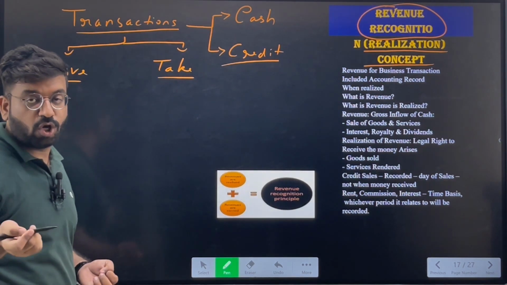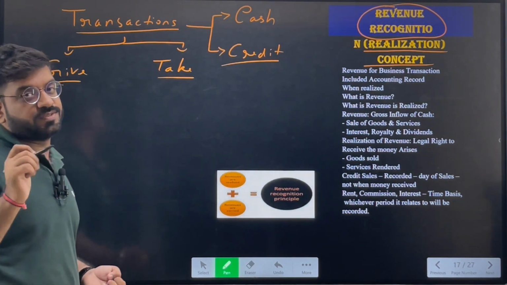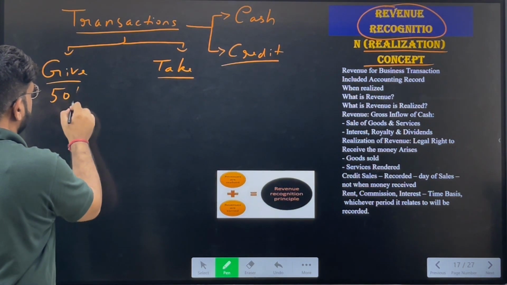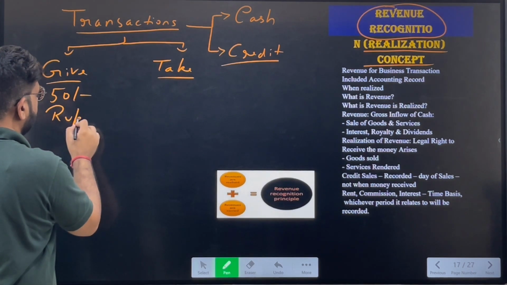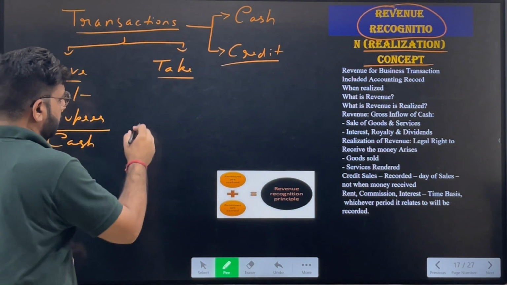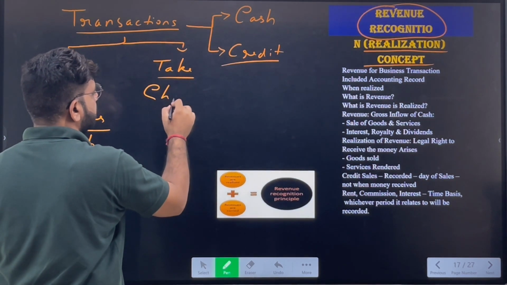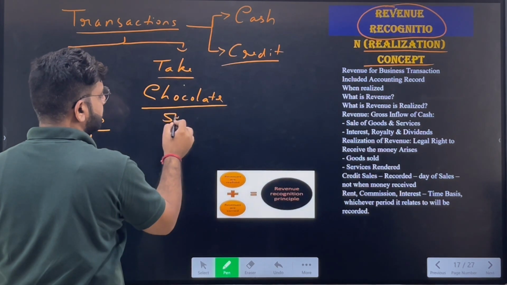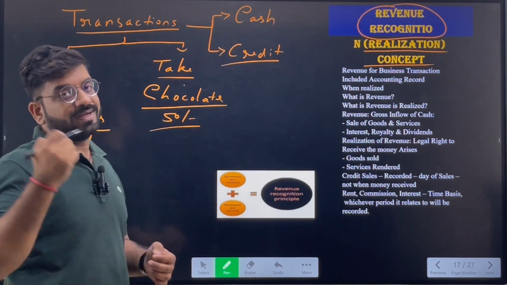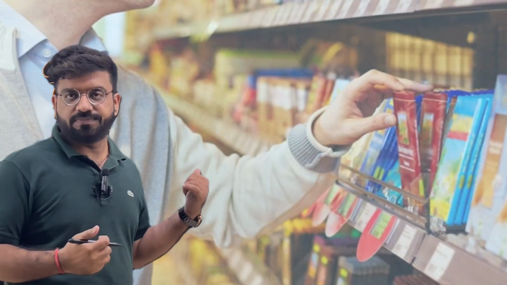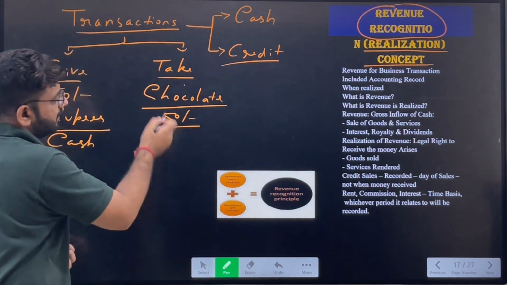Now, what happens if I go to the shop? Just imagine going to the shop and buying a chocolate of rupees 50. So what you will do? You will pay rupees 50 in cash to that shopkeeper and you will take a chocolate for the similar 50 rupees amount. Okay, so one thing is going out, that is cash. One thing is coming in, that is the product you wanted, that is the chocolate. Now this is one scenario.